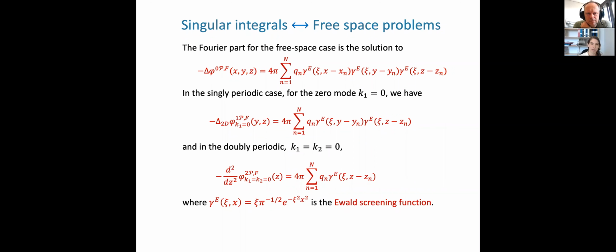So the Fourier part for the free space case is the solution to a superposition of these Ewald screening functions with some strengths. So we're solving a Poisson equation. In the singly periodic case, we're solving one in 2D. In the doubly periodic, it remains one in 1D. But we have to solve these kinds of free space problems, right?